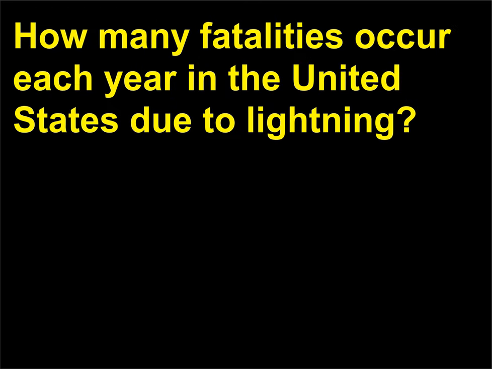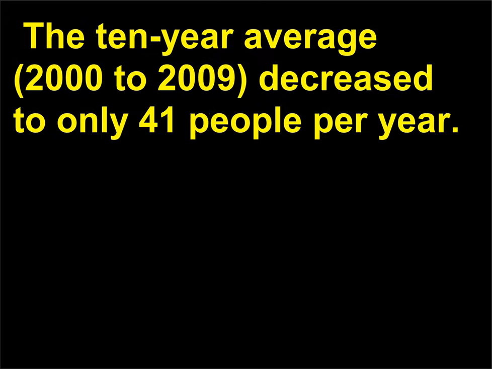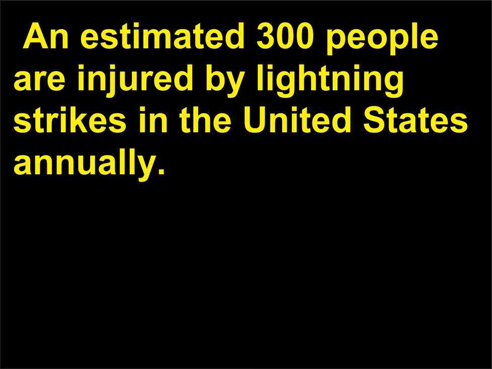How many fatalities occur each year in the United States due to lightning? During the years 1980 to 2009, an average of 57 people were killed each year by lightning. The 10-year average, 2000 to 2009, decreased to only 41 people per year. An estimated 300 people are injured by lightning strikes in the United States annually.